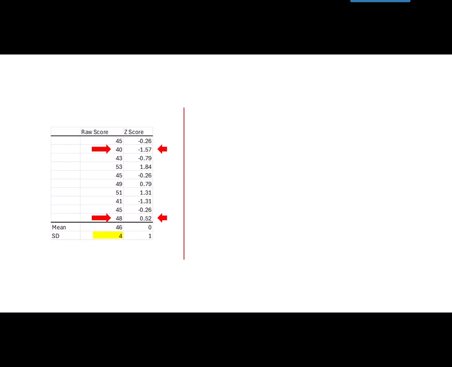Okay, what we're going to talk about now in this lecture is how to compute a raw score given a z-score and the mean of the distribution and the standard deviation of that distribution. In other words, we're going to talk about how to work backwards. So here's the z-score equation once again, and with a little bit of algebra, we can transform it so that instead of calculating z, we can use z to calculate x, which in this case I'll call x prime.